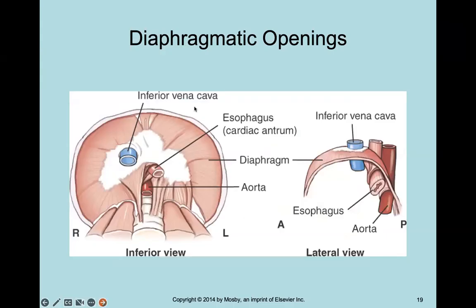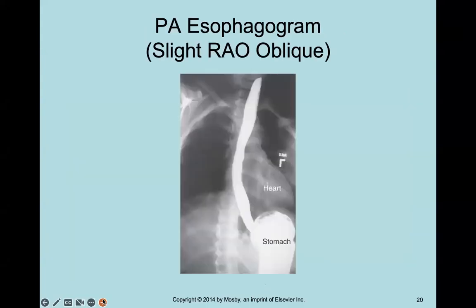This is an inferior view of the diaphragm. So piercing through the diaphragm, we have the esophagus, like we mentioned, inferior vena cava, and the aorta posterior to the esophagus. This is an inferior view. This is a side view. Okay, so this is an image of an esophagram. Okay, so we see the esophagus emptying into the stomach. Okay, so this is an RAO. We're going to learn more about the different positions.